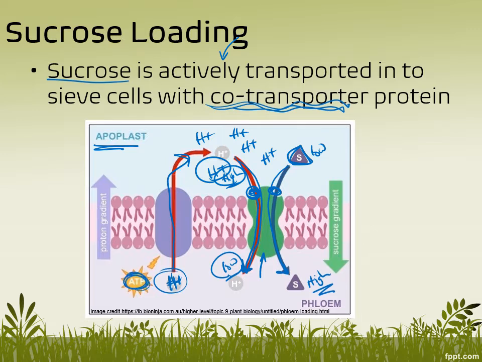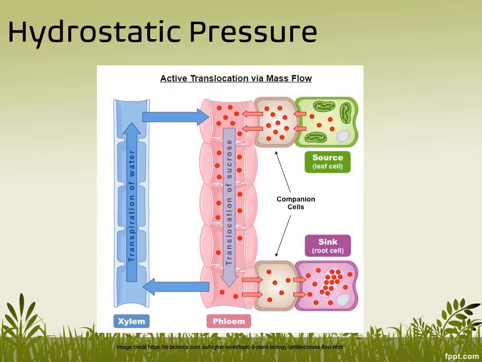We do need that ATP. We're moving the sucrose from low to high concentration, so against its concentration gradient, but we're doing that while we move the hydrogen ions along their concentration gradient from high to low. Crazy cool, right? This sucrose loading leads to lots of pressure inside the phloem. We call it hydrostatic pressure because we've got, of course, water involved.